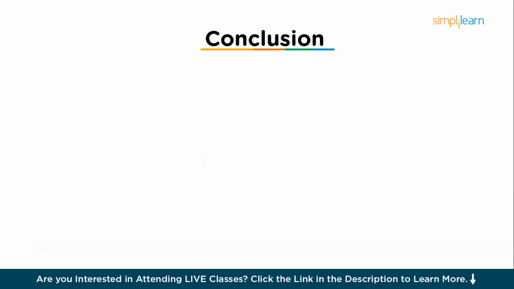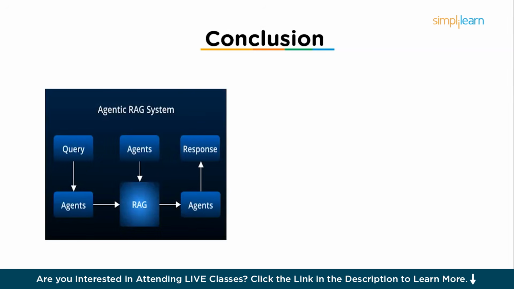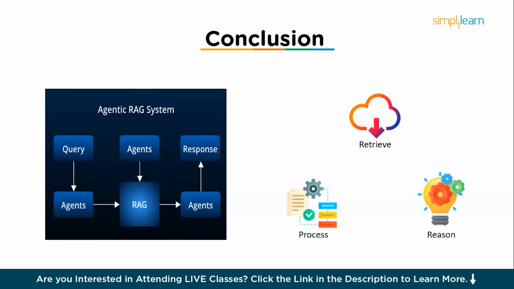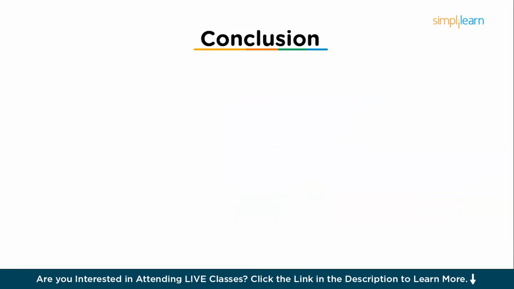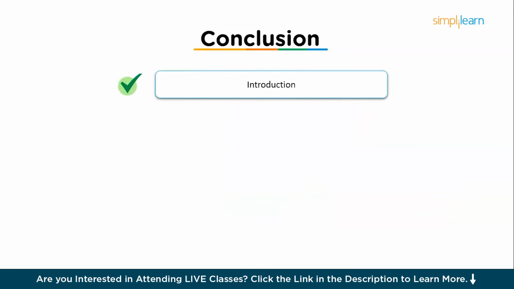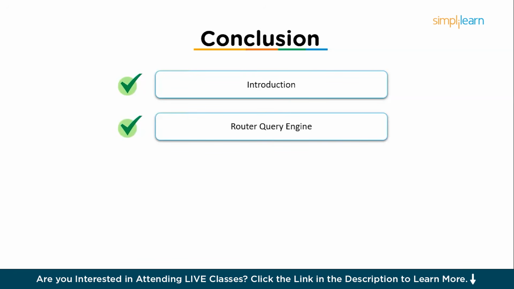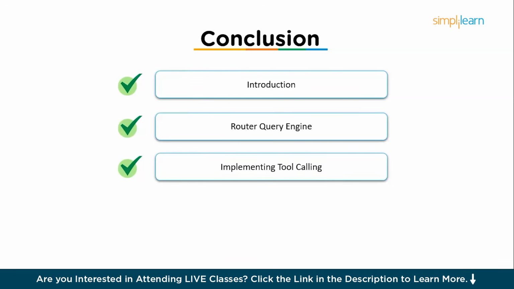So guys, throughout this journey of building the Agentic RAG applications, we have explored how to enhance AI's ability to retrieve, process, and reason through complex information dynamically. We started with an introduction to understand why agentic reasoning is important in retrieval-augmented generation and how it improves AI's ability to handle diverse queries effectively. We then explored the routed query engine, which helps direct queries to the right sources, making retrieval more efficient. Moving forward, we implemented tool calling, enabling AI agents to interact with external tools and enhance their decision-making capabilities beyond simple text generation.